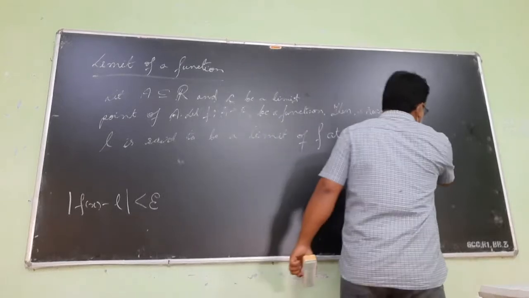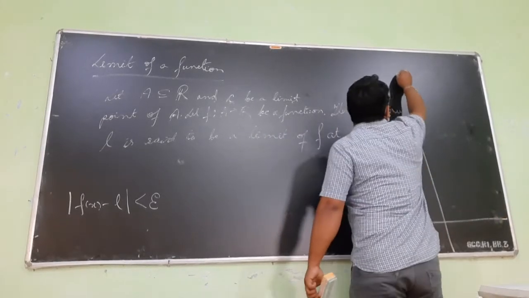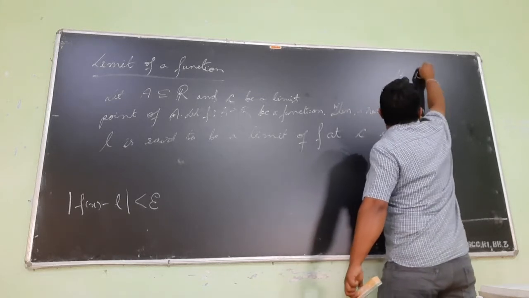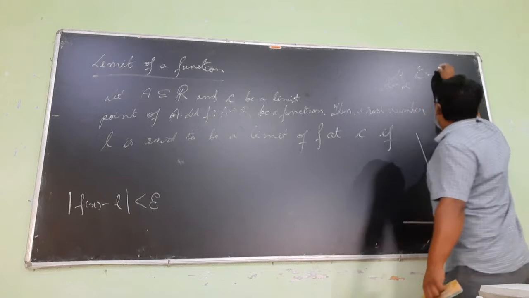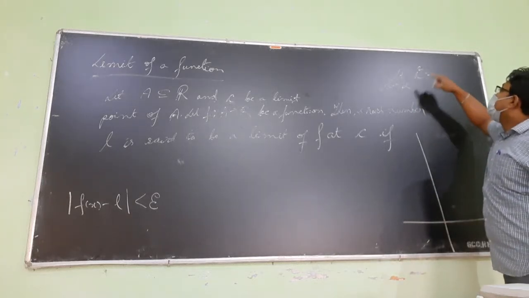So if you see the diagram, suppose what is the limit as x tends to 2 of x square? What is that? This is a higher secondary concept. What is that?